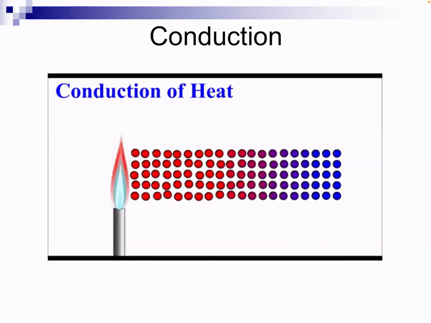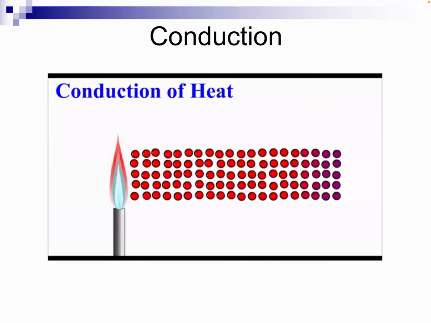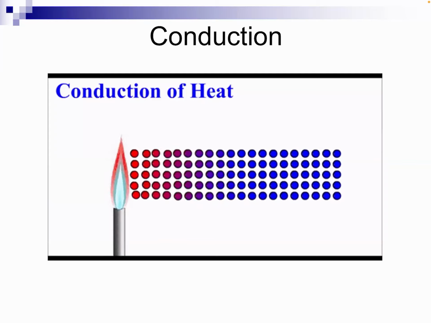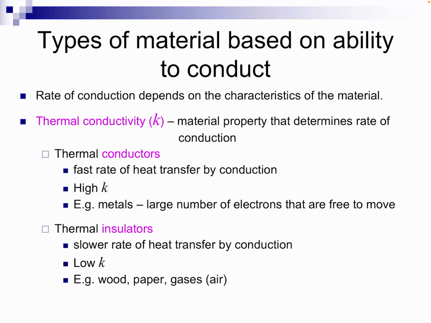So depending on how easily heat, and when I say heat, I'm referring to energy, is transferred by conduction, we can classify materials into two. First, we can classify them as thermal conductors, in which case we say they're thermal conductors if their thermal conductivity K is high. A high thermal conductivity K means that heat or energy is transferred at a faster rate.